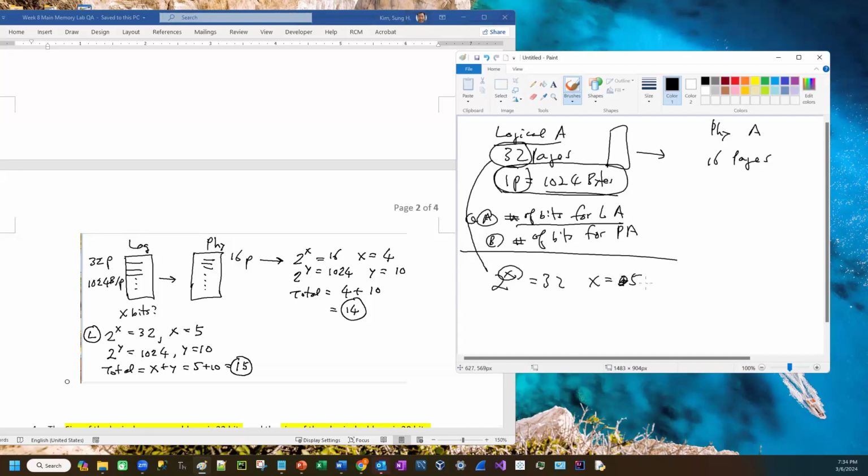Because 2 to the 5 will give you 32. Let me just fact check. X is equal to 5 because 2 to the 5 gives you 32, right? But each page is 1024. So you need how many bits for that? You need bits for 2 to the something is equal to 1024.